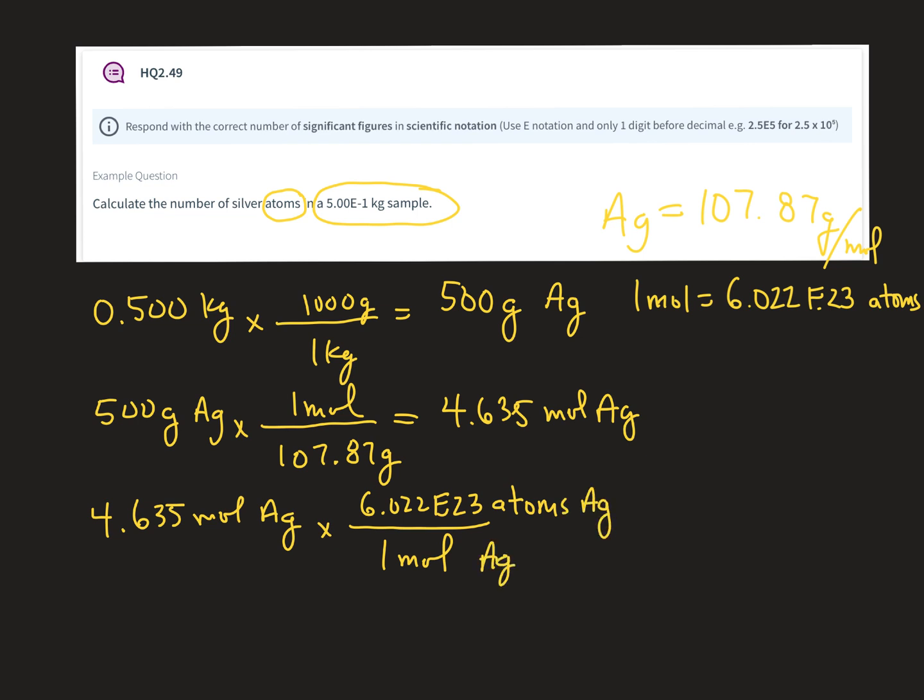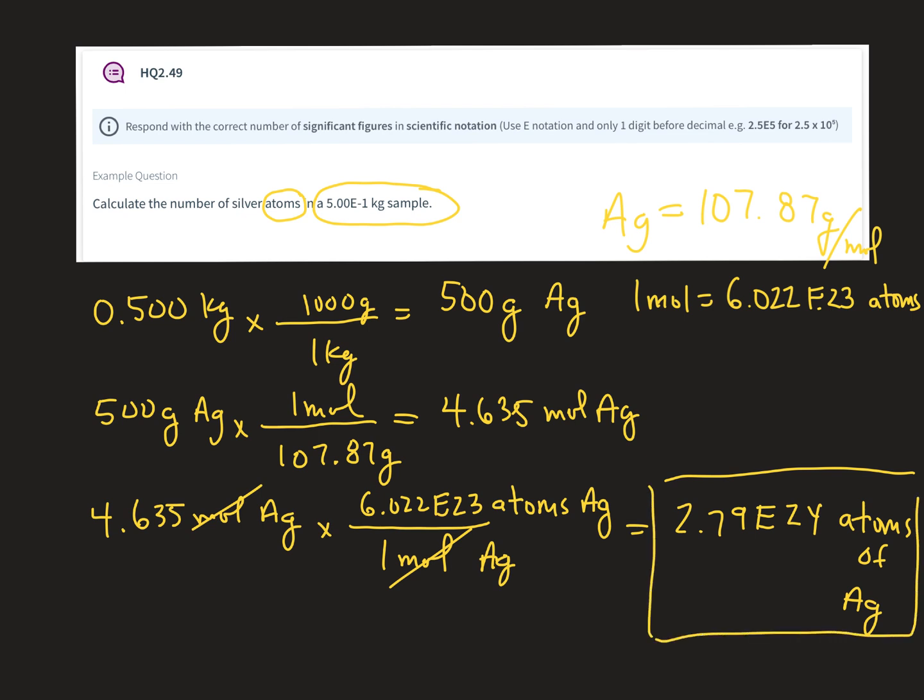So moles of silver cancel out. I multiply by Avogadro's number, and I get 2.79 e to the 24 atoms of silver.